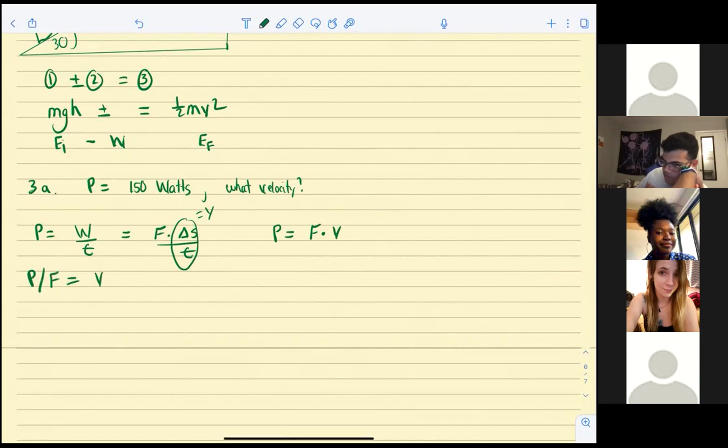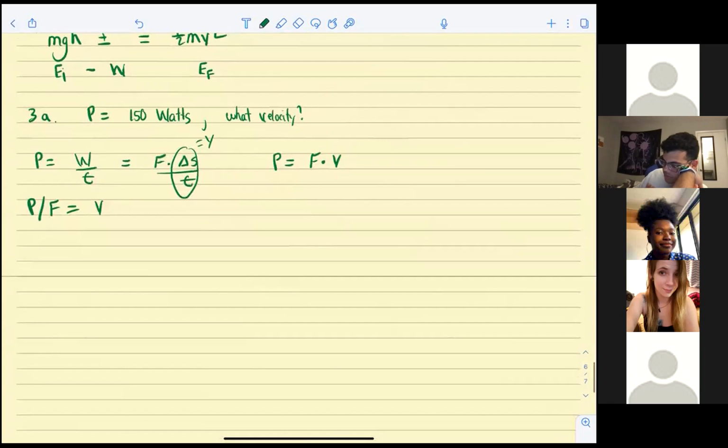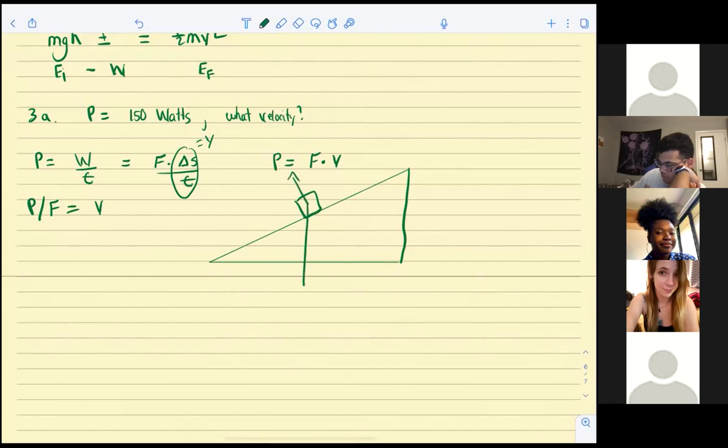So the power is easy. We know that that's 150, but what about the force? How do we find out the force that a person going uphill like this has to apply to move at a constant velocity? So the person's here. What are the forces acting on the person? Well, there's the normal force, cool. There's gravity. What else?